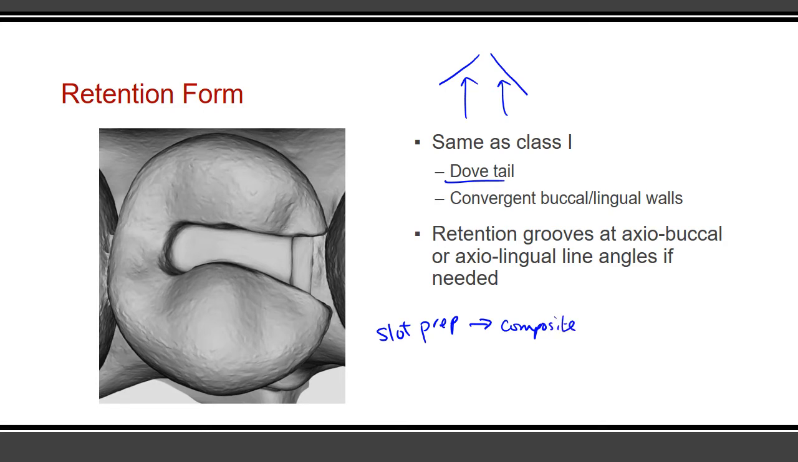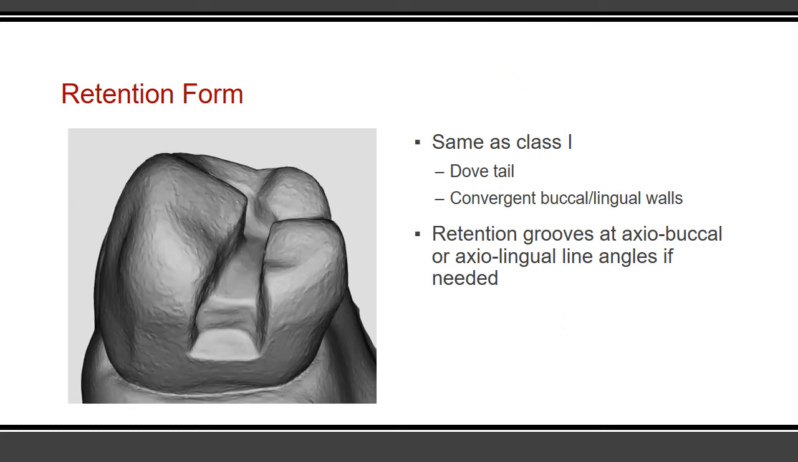But pretty much your retention form is going to be the same as your class 1, dovetails, convergent buccal lingual walls. And you can see this at another angle. You have your convergent buccal lingual walls. You have a little dovetail going right over here. And then if you needed to, you could always put retention grooves as necessary.